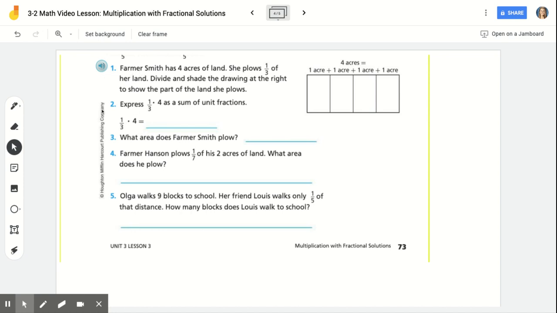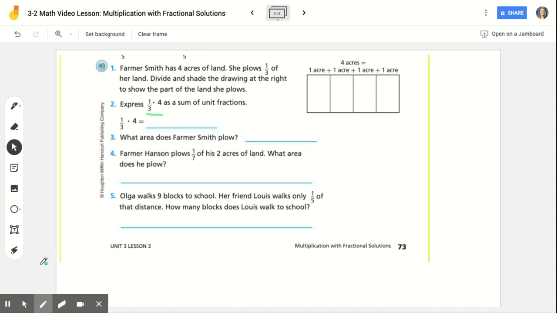It says, Farmer Smith has 4 acres of land. She plows 1/3 of her land. Divide and shade the drawing at the right to show the part of the land she plows. So they already set up a diagram with us. The multiplication sentence is already in your book. It's 1/3 times 4 that goes along with this word problem. 4 acres of land, plowing through 1/3 of them. We're looking for what 1/3 of 4 is.